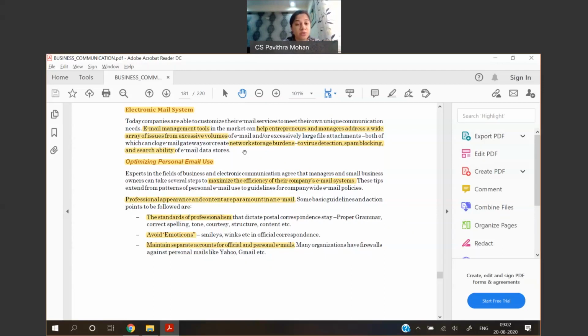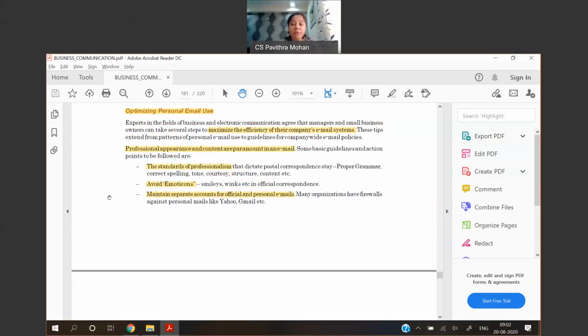Okay, it also helps you to detect virus. Spam blocking is being provided, search facility is being provided, all of this is provided free of cost. Then optimizing personal email use. So how you can improve your email services, that is, if you have a personal email id, how you can improve in presenting this information, like maximizing the efficiency of their company's email system.